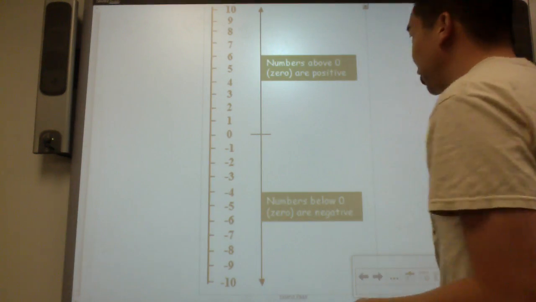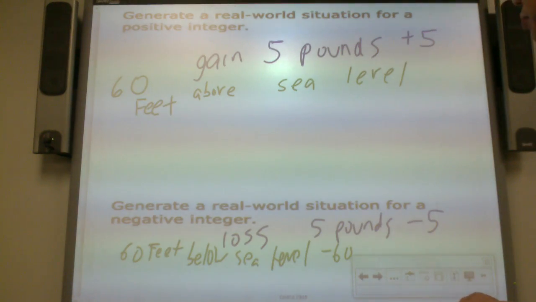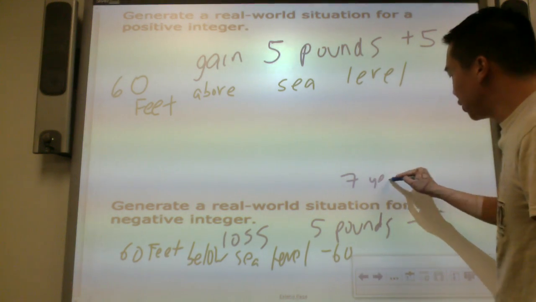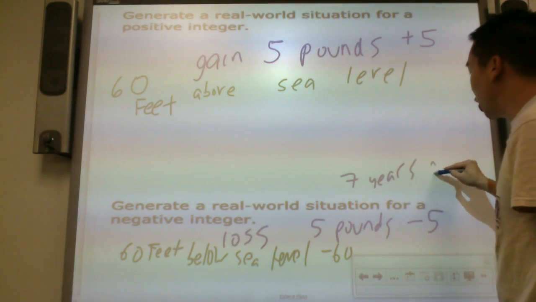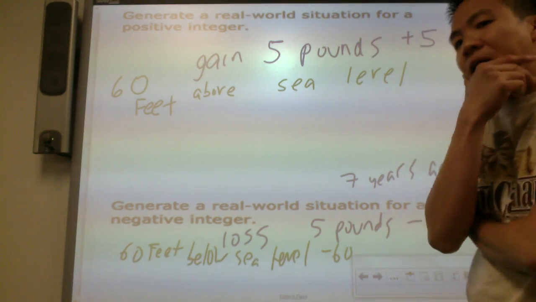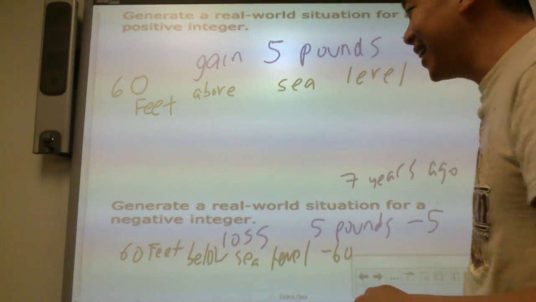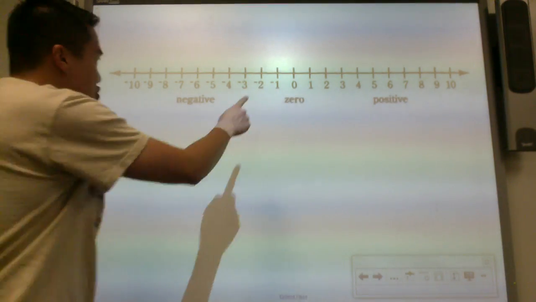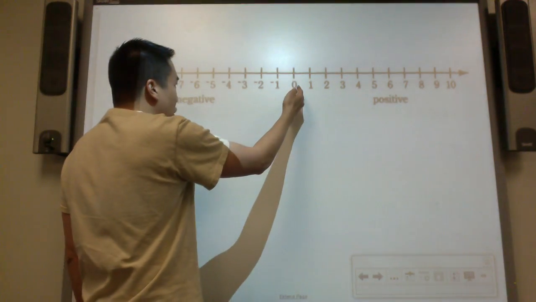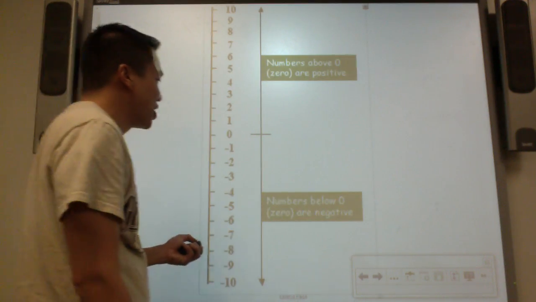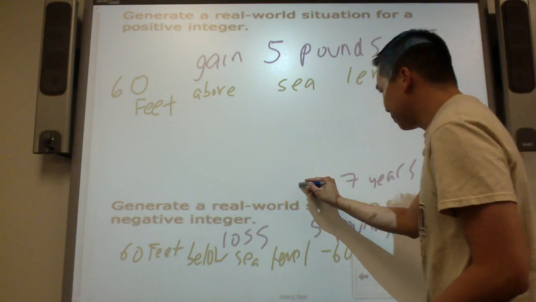What's another one we could use? 7 years ago. Would that be positive or would that be negative? Let's look at my horizontal number line. Here's 0, 7 years ago. I'm going backward, negative 7. I can represent it as negative 7.